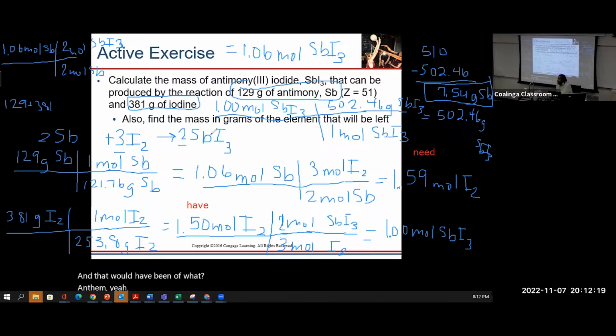Okay, that was the second part of the question. It says also find the mass in grams of the element that was left over. Everybody got it down? Yeah.